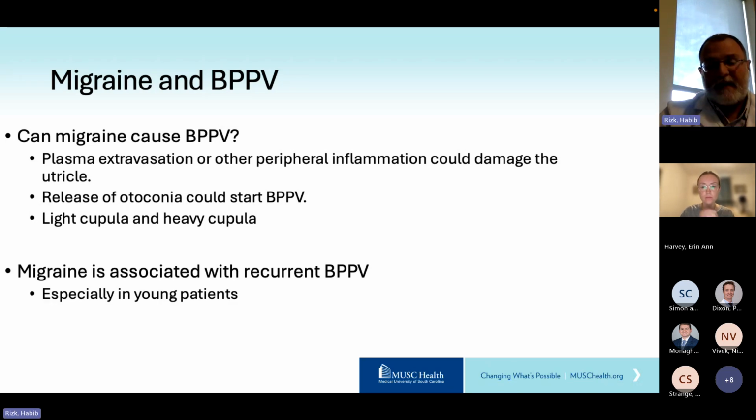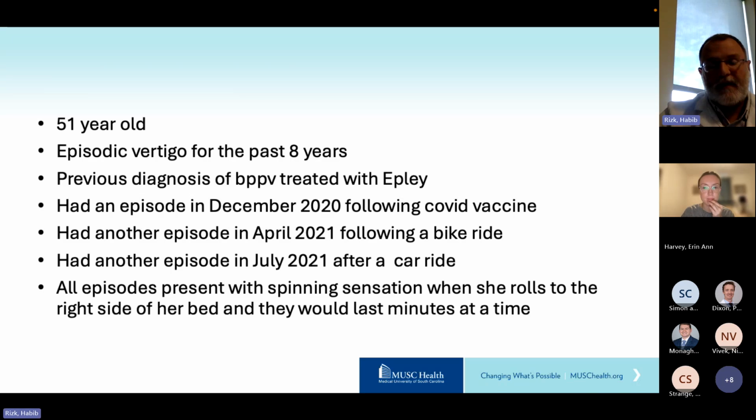And we'll talk about it in a second. So I'm going to present a quick case about this. It's a 51-year-old patient who presented to my clinic with episodic vertigo for the past 8 years. She had a previous diagnosis of BPPV, treated with Epley. She had an episode of vertigo in December 2020 following the COVID vaccine, then another episode in April 2021 following a bike ride, and another episode in July 2021 after a car ride.